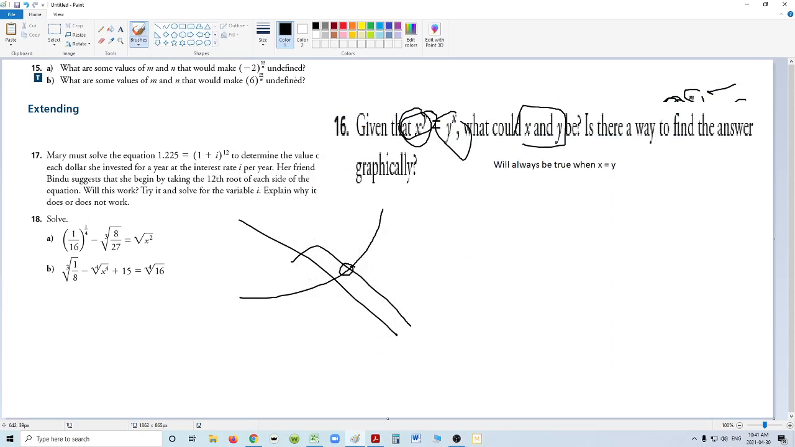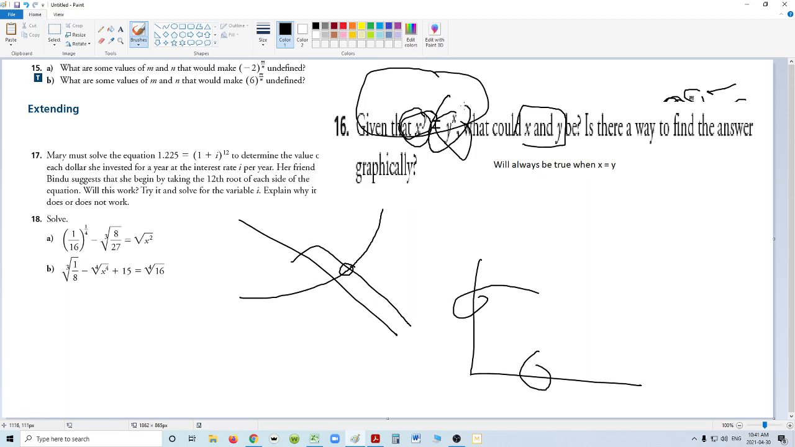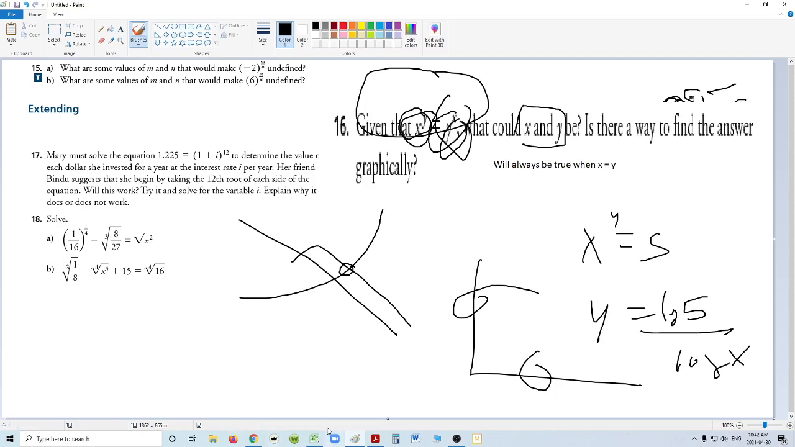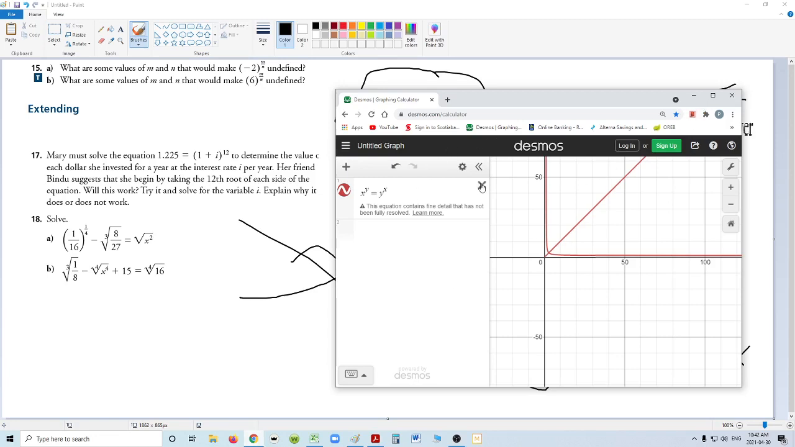I'm not sure how you would do that graphically, because I have an x and a y axis, and I need one variable to be true. I guess I could make x to the y equal 5, and the other one equal. So if x to the y is equal to 5, it's the same as saying y is equal to 5 over log 5 divided by log x. So x would be the same thing. I don't think that'll work either.